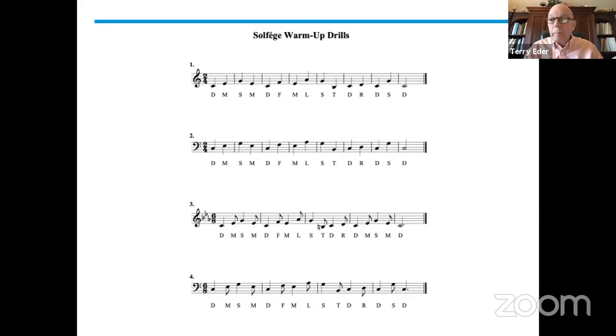Did you hear my voice give a little kind of tiny crack there? That's why you have to warm up, because it's morning for me and I haven't really warmed my voice up. So you've got to deal with that. Now, if you look down at number 2, now it's in bass clef, because remember, one of the melodies is going to be in bass clef. And so you've got to think about that.